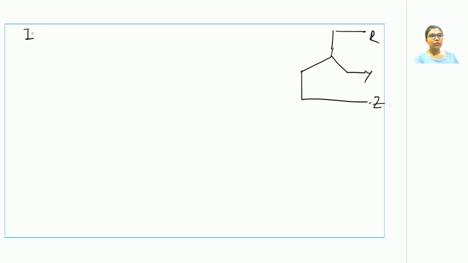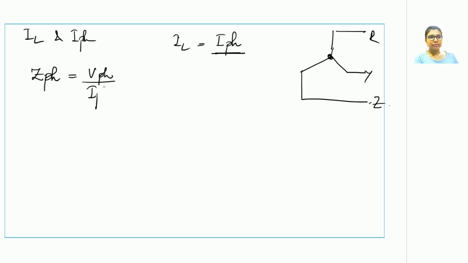One has to figure out the value of the line current. Now for a star connection, what is the relationship between the line current and phase current? Due to the presence of this neutral, IL is equal to I phase. So if one knows the value of I phase, that can be directly equated to IL. Now how to figure out the value of I phase? As I had already discussed in the previous slide, Z phase is equal to V phase upon I phase.